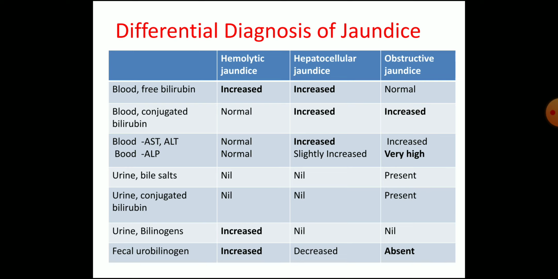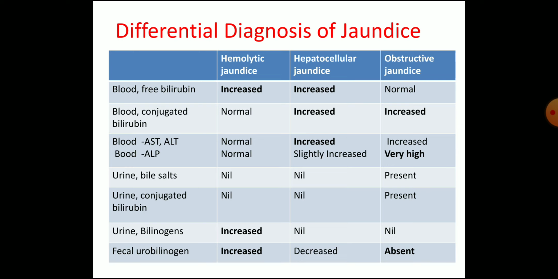AST and ALT, that is liver function test, hepatic markers, will be normal in hemolytic jaundice because there is no disease condition of the liver. Only the excess hemolysis is the cause in hemolytic jaundice. Then in hepatocellular, it will be increased because the liver is affected, infected and inflamed. So there will be an increased amount of liver enzymes like AST and ALT. Similarly, when there is obstructive jaundice, some amount of increase may be there. There may be some infection in the liver, which may lead to intrahepatic obstruction.